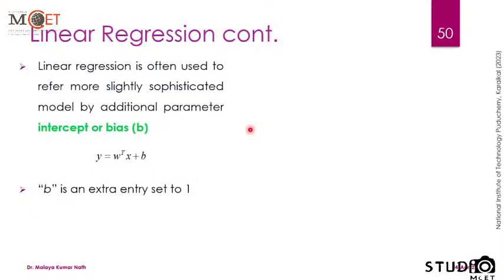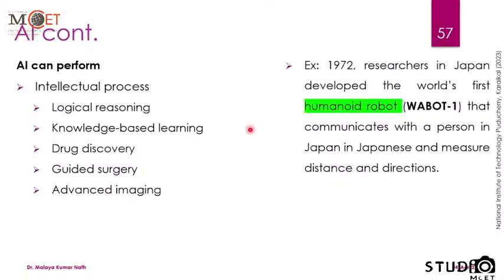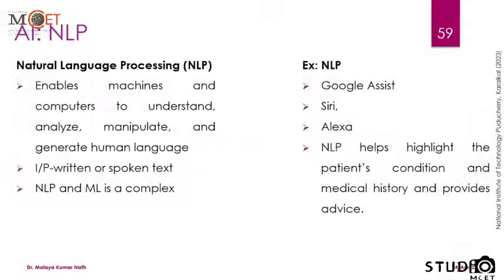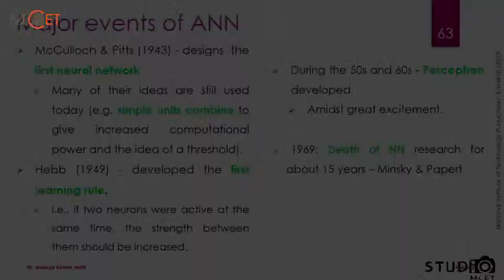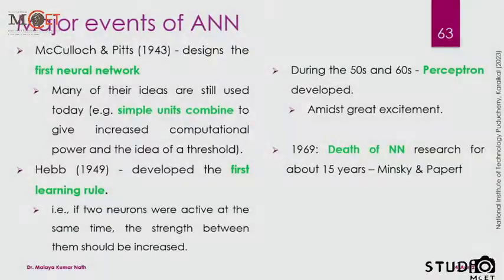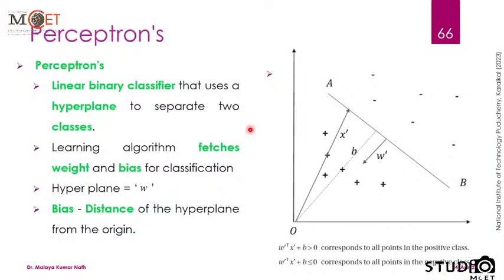So in this case, I have taken an equation that is y is equal to w transpose x plus b. So in this case, I want to do some classifications. How will I do the classification? I will go to one example of this. Look at here. In this case, there are two things present. One is called the positive class, another is called the negative class. I have to do the classification.